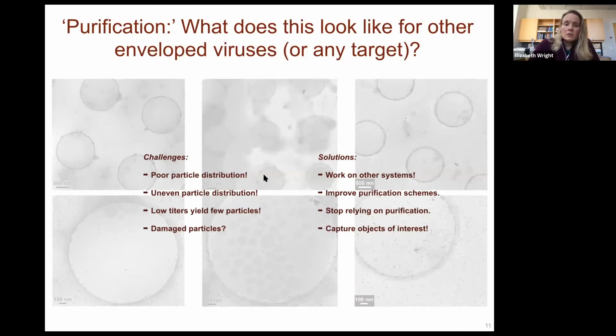So as I alluded to, there's poor particle distribution, uneven particle distribution. We have this low titer problem and damaged particles. Well, what are our solutions? We could work on different systems, and in our case, we could work on bacteria as part of what the lab does, but the virologist in the lab wouldn't be very happy. We can figure out how to improve our purification schemes. Is that possible with some of the viruses that we're looking at? We could stop relying on purification, or we could think about how we can actually selectively capture the objects on the grid that we're interested in.